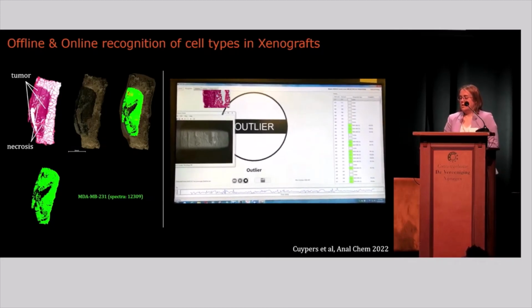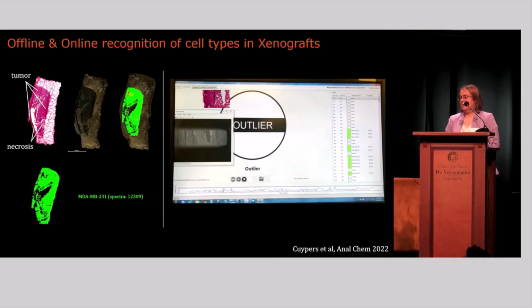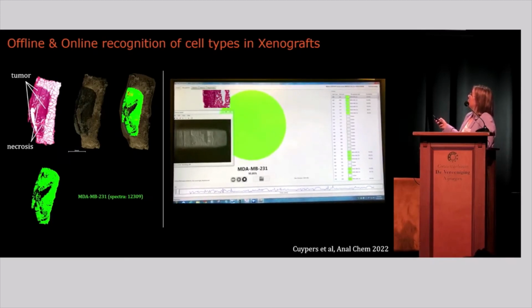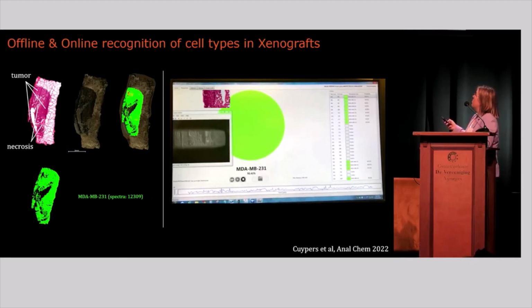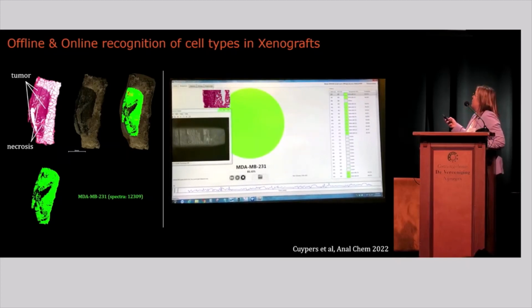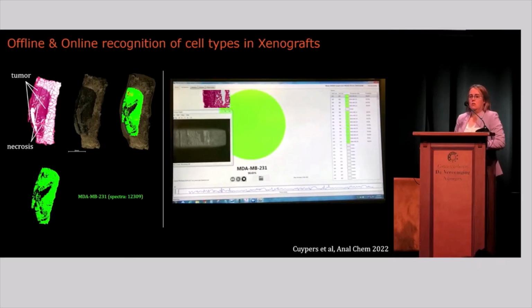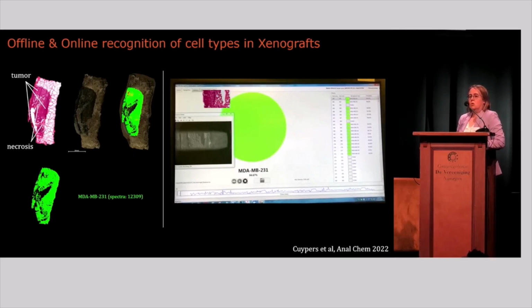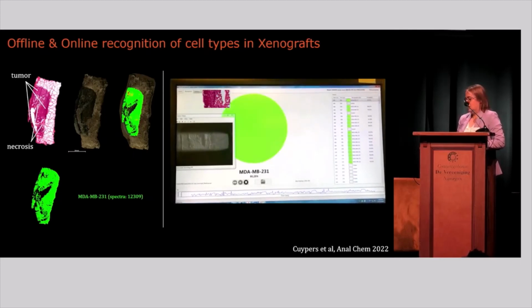On the right, you see a real-life video. It's not sped up. What you see in here is the laser shooting. This is the H&E staining to give you an idea, because there is a rupture in the tissue. When the laser is on the rupture of the tissue, you get an outlier, which is normal because there are no cells. But at every spot the laser is hitting, you get the identification of that specific cell type, based on the recognition model we made from the 2D cell lines.